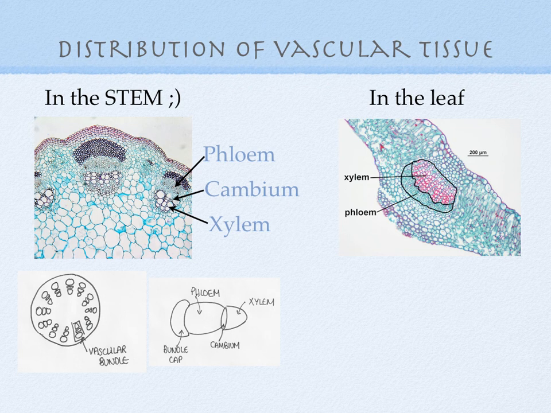There is not much to remember about the xylem and phloem in the leaf. The main thing is the xylem is on top of the phloem. Once again, the xylem is on top of the phloem, and the vascular bundle forms the midrib and veins of the leaf.